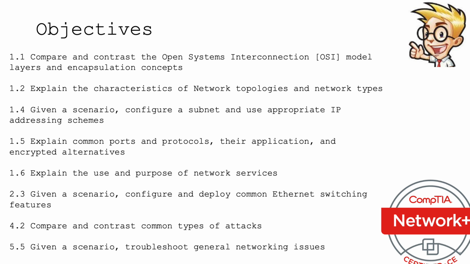1.1 Compare and contrast the Open Systems Interconnect OSI model layers and encapsulation concepts. 1.2 Explain the characteristics of network topologies and network types. 1.4 Given a scenario, configure a subnet and use appropriate IP addressing schemes. 1.5 Explain common ports and protocols, their applications, and encrypted alternatives. 1.6 Explain the use and purpose of network services.